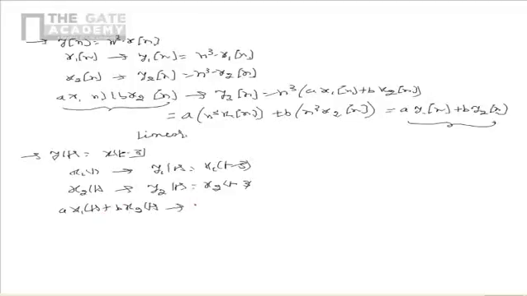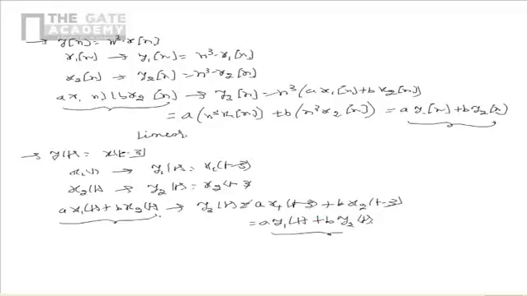When there is an input of a x1 t plus b x2 t given to the system, the output can be written as y3 of t is equal to a x1 of t minus 3 plus b x2 of t minus 3, which can further be reduced as a y1t plus b y2t. From this we see that for a linear combination of input we got a linear combination of the output. From this the system is linear.